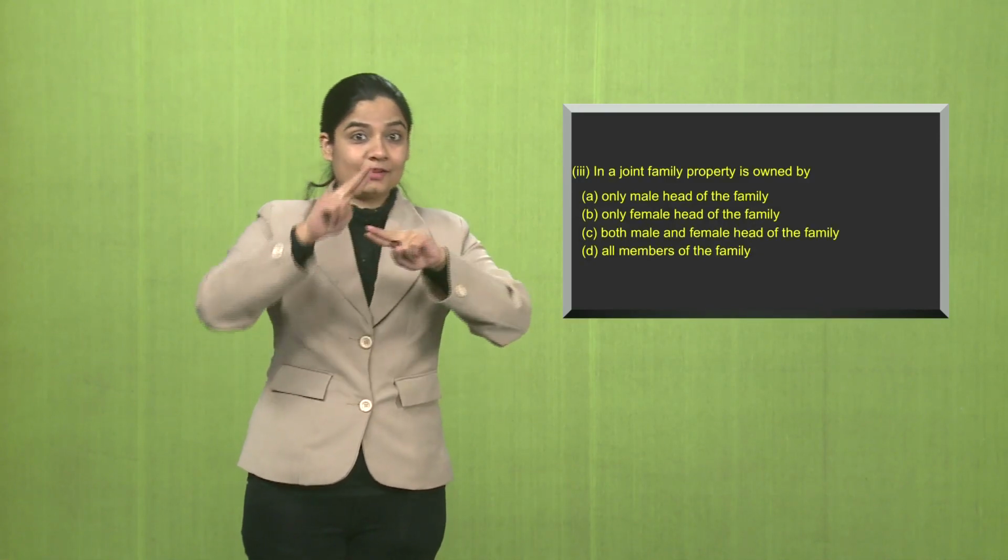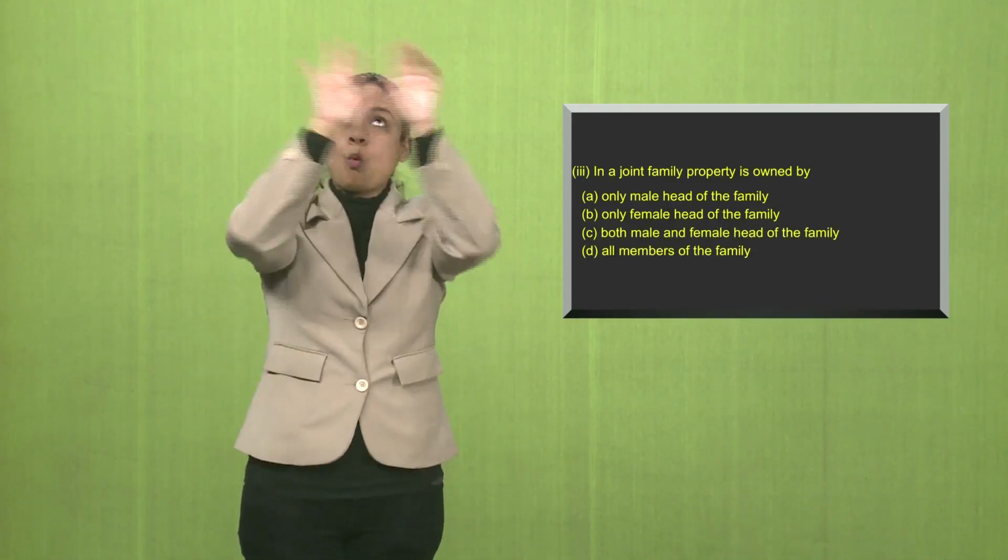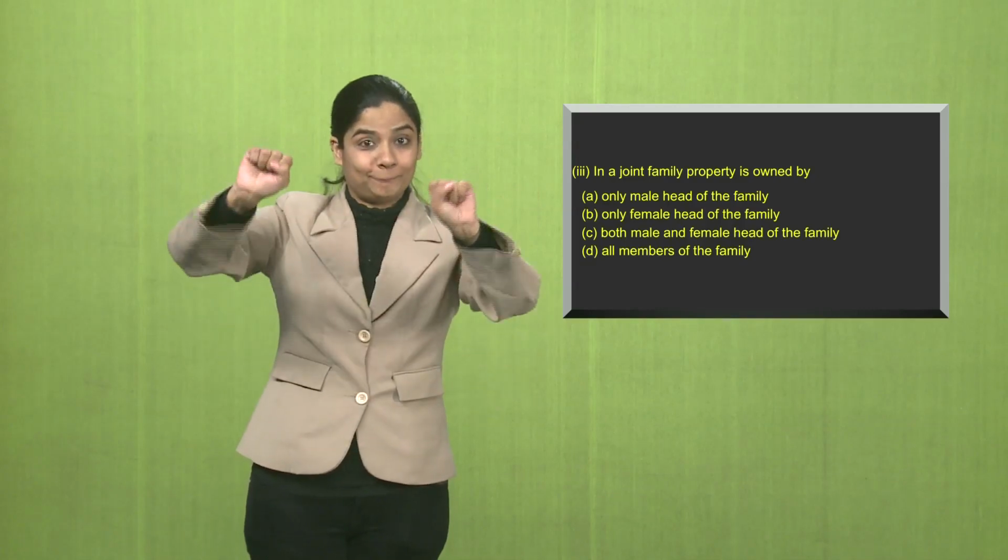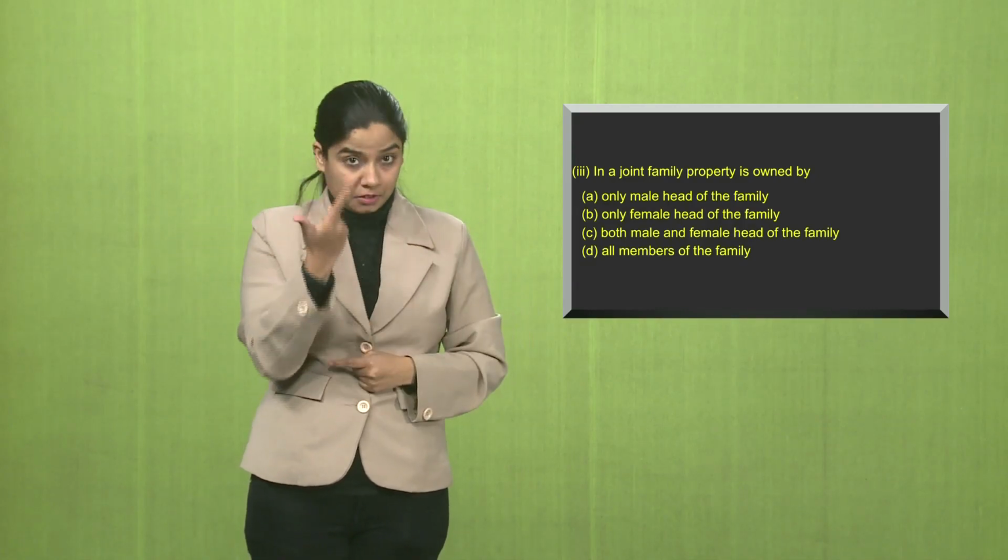Question third, in joint family the property is owned by who? First, only male head of the family, second, only female head of the family, third, male and female head of the family, or all members of the family. The answer is all members of the family.